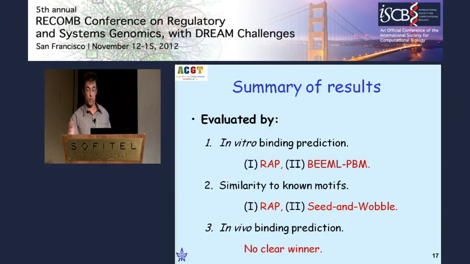So to summarize the results of all the tests, in the domain of in vitro binding prediction, REP achieves best performance, followed by BIML PBM. In the case of similarity to known motifs, REP achieves best performance, followed closely by seed and wobble. And for the in vivo binding prediction, there is no clear winner. All methods perform much worse.